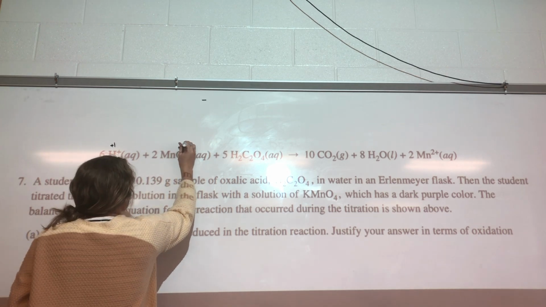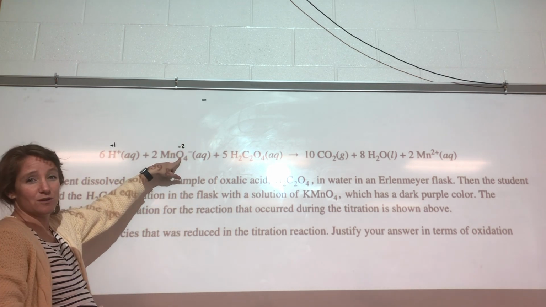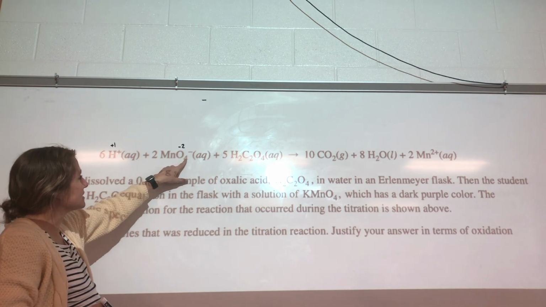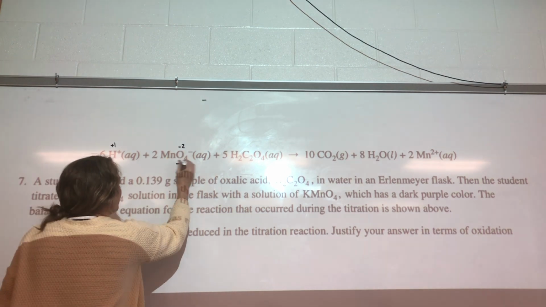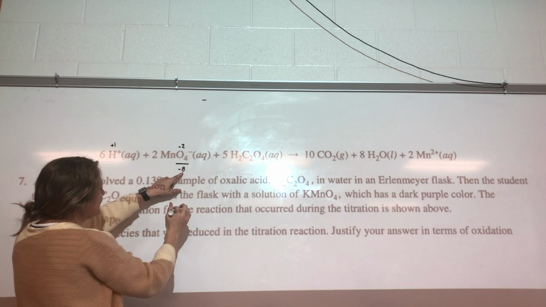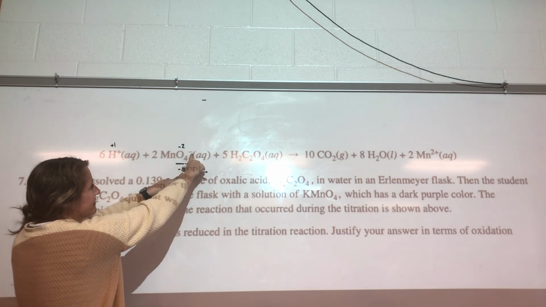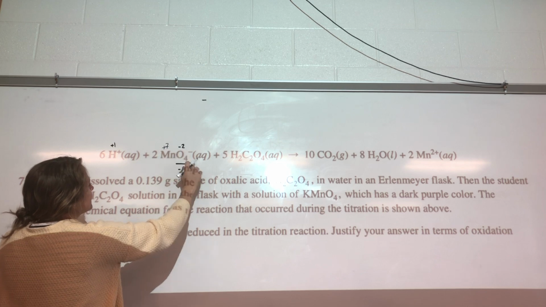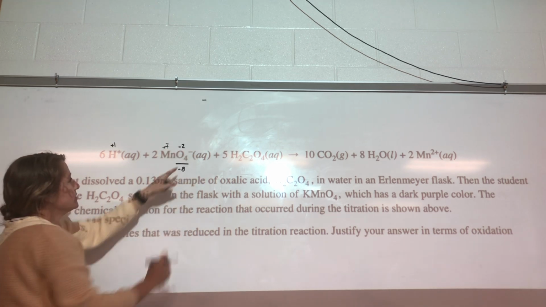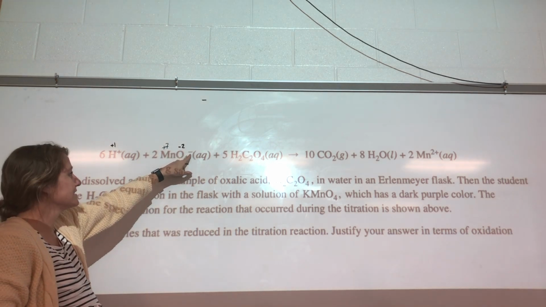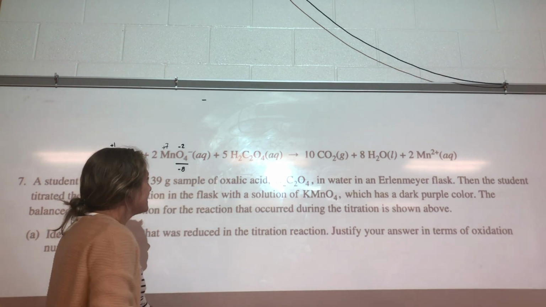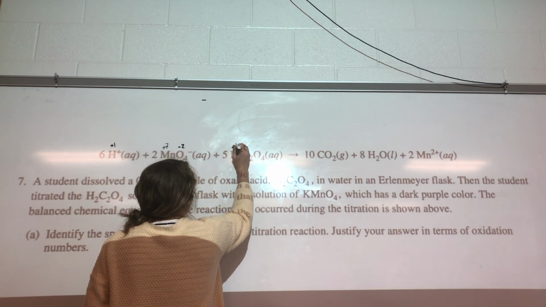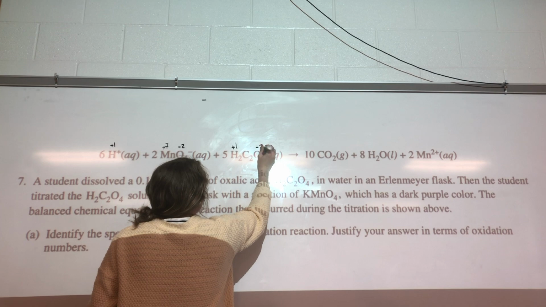Oxygen is -2, and then we have to do the math to find the manganese. So there's 4 of them, so that overall has a -8. It has a -8 charge, which means manganese would be +7 because these have to add up to the charge of it. Okay, in this one right here, hydrogen is always +1, oxygen -2.